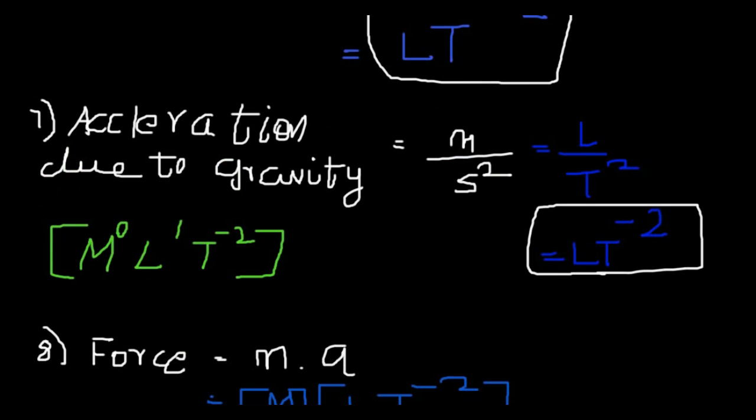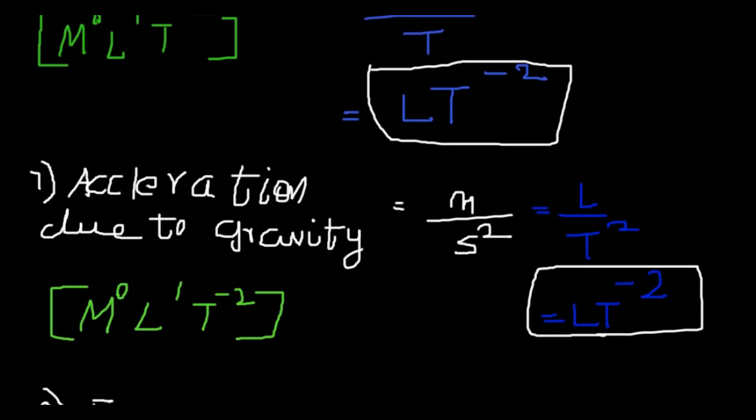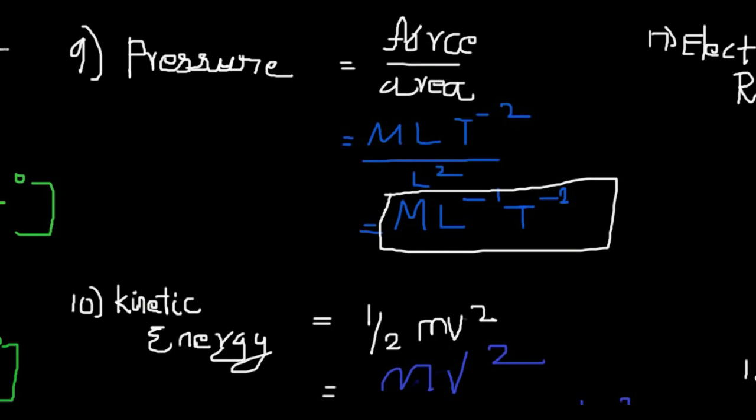The next one is acceleration due to gravity, g. That is M power 0 L power 1 T power minus 2, also represented as L T power minus 2. Here you should note that the dimensional formulas for acceleration and acceleration due to gravity are the same. That's the thing you should remember. The next one is force. Its dimensional formula is M L T power minus 2. The next one is pressure. Its dimensional formula is M L power minus 1 T power minus 2.